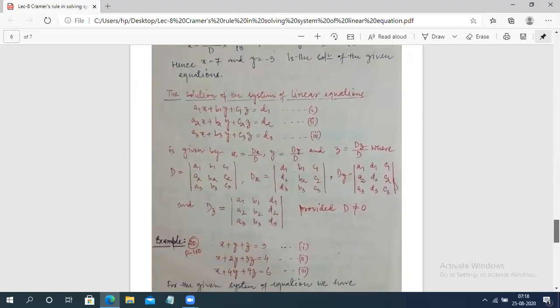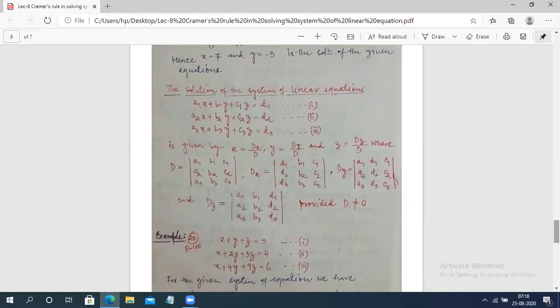Similarly, if we consider a system of three linear equations, that is, if you have three variables x, y, z, and this is given in the standard form of linear equation, that is a1x plus b1y plus c1z equal to d1, a2x plus b2y plus c2z equal to d2, a3x plus b3y plus c3z equal to d3, then by Cramer's formula, we can write x is equal to dx by d, y is equal to dy by d, and z is equal to dz by d, where d is the determinant of the coefficient matrix, that is the coefficients of the variables x, y, z.